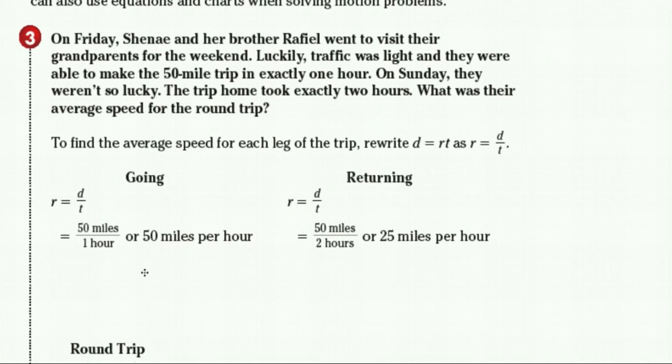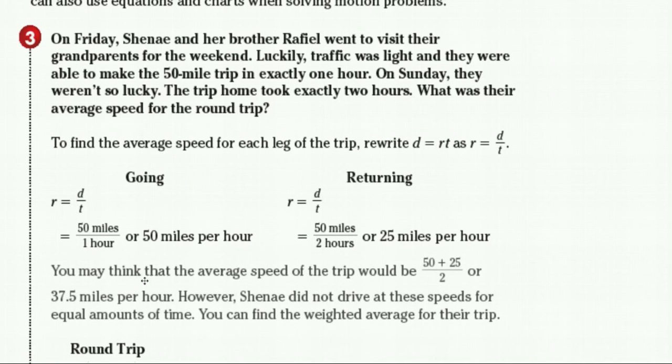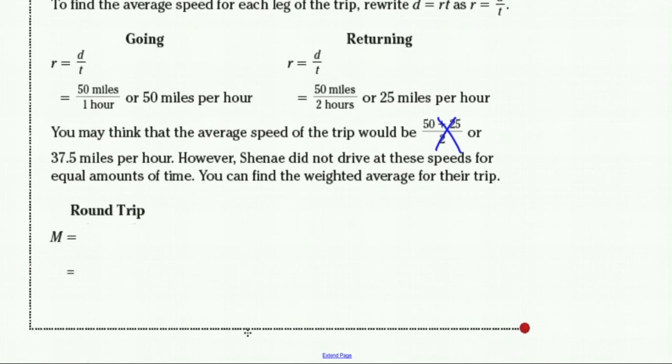And then you think to yourself, okay, so that means I just have to add 50 plus 25 divided by 2, or 37.5 miles per hour, right? However, Shanae did not drive at these speeds for equal amounts of time. So this is actually not right. You can find the weighted average for their trip. And this is how we do it.